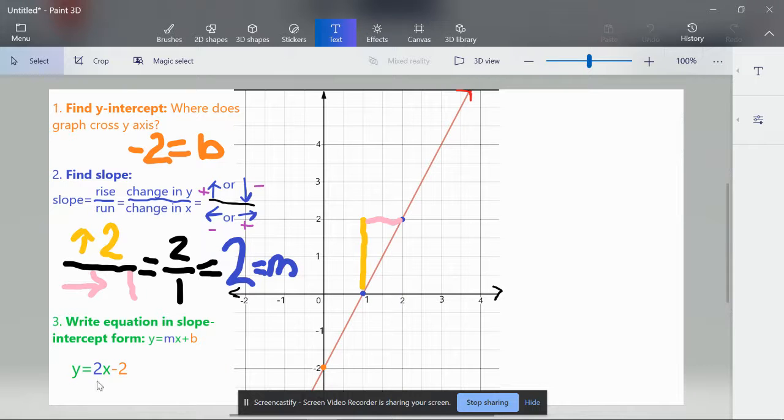So we have y equals 2, which was our slope. x stays the same no matter what equation you have. And then the minus 2 came from our y-intercept.